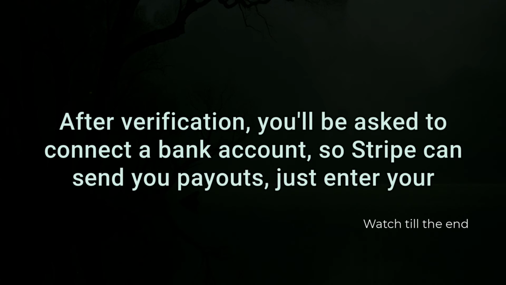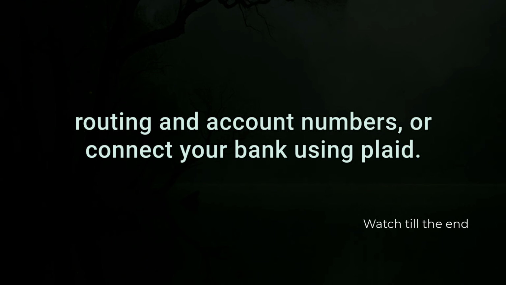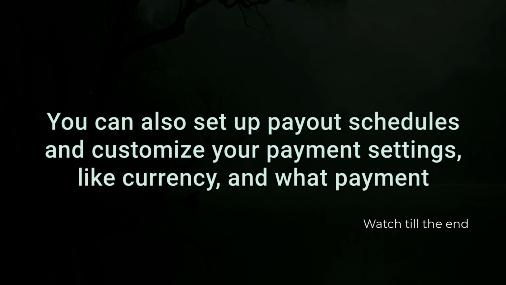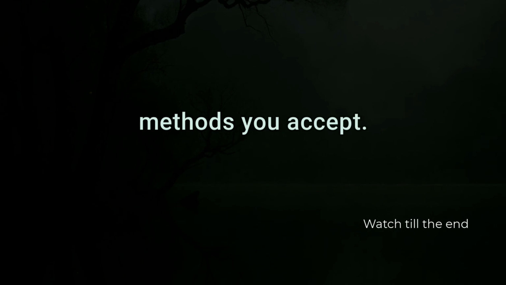After verification, you'll be asked to connect a bank account so Stripe can send you payouts. Just enter your routing and account numbers, or connect your bank using Plaid. You can also set up payout schedules and customize your payment settings, like currency and what payment methods you accept.